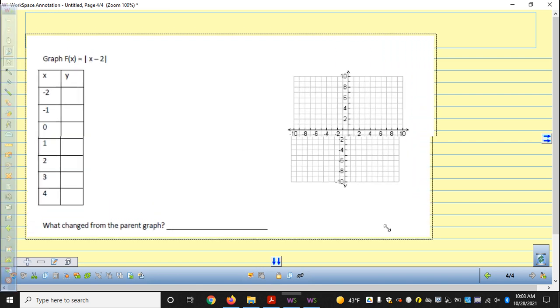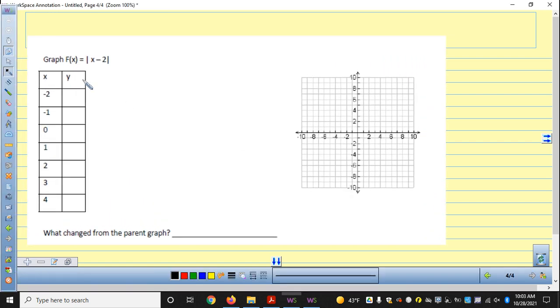All right, there is our function notation that I talked about. F of x equals the absolute value of the quantity x minus 2. F of x is the same as y equals absolute value of x minus 2, so don't let that f of x worry you. I'm just plugging in these numbers and calculating. And here we added a few extra to make sure we get the full shape of the graph. That's why there are extra numbers in this table. So let's plug in our numbers and calculate.